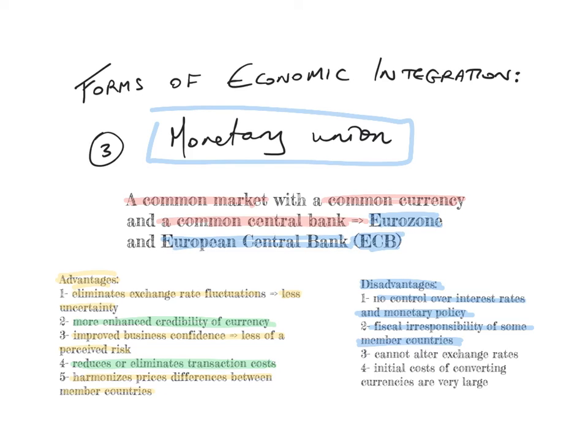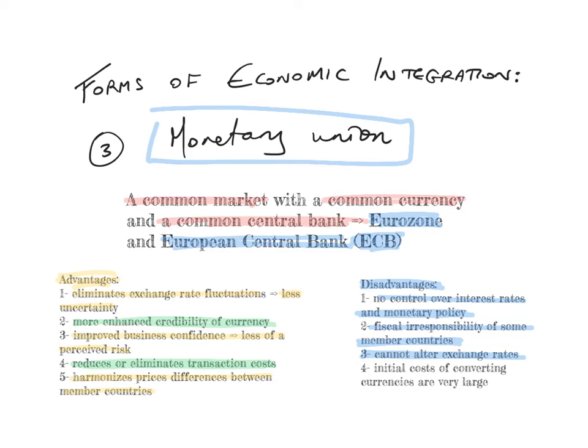The Greek government was overspending while the German government was being very fiscally responsible. So this could lead to fiscal irresponsibility of some member countries and could lead to problems within the monetary union. Also, member countries cannot alter their exchange rates, so they cannot devalue or revalue their exchange rates in order to make their exports more competitive or maybe change the relative prices of imports.